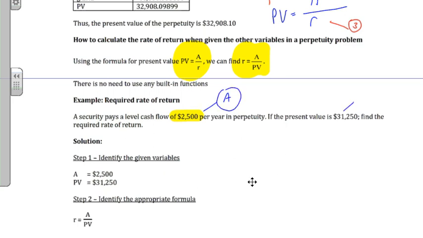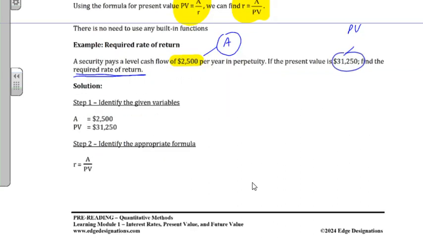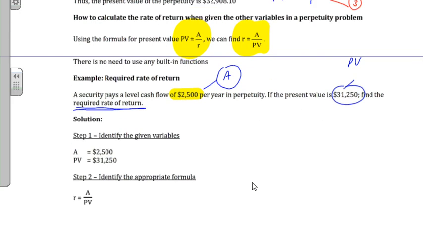Present value is equal to 31,250. Work out for me what the required rate of return is. So I'm just manipulating my numbers, guys. You see what I've done? And there's your formula. Because what's my normal formula? My normal formula is present value equals A over R.